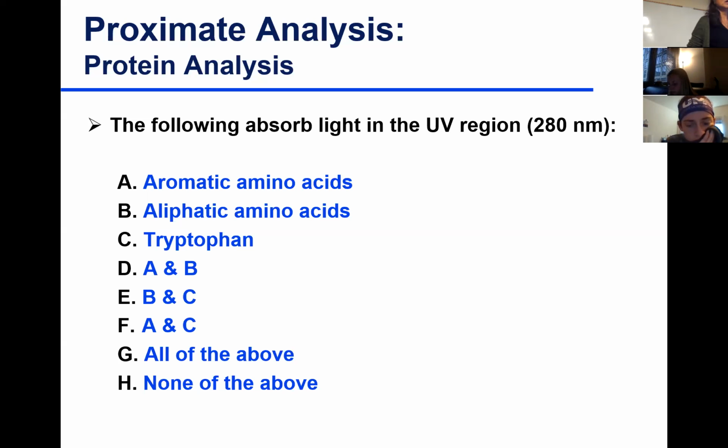Aliphatic amino acids do not absorb UV at 280. With aliphatic, what do we mean? The R group is a chain that is not an aromatic chain. That's the aliphatic definition of it. So your R group is a hydrocarbon chain. It might have other functional groups, but it does not have an aromatic structure. Tryptophan is an aromatic amino acid.